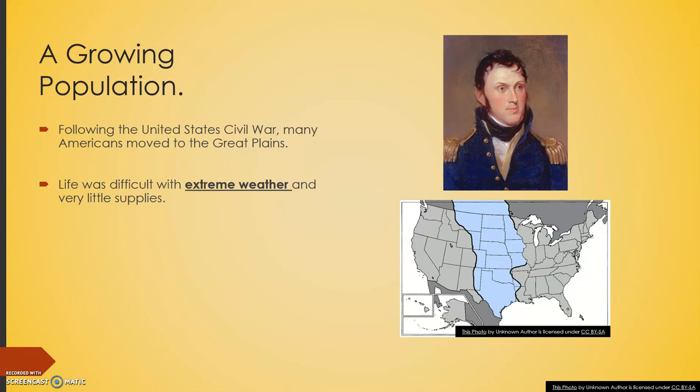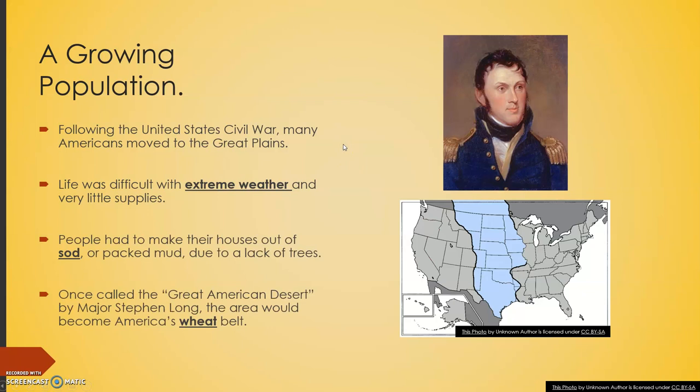Now, life was difficult on the Great Plains with extreme weather. This is also where a lot of tornadoes happen. A lot of times it's called Tornado Alley, I believe. A lot of twisters and tornadoes happen out there. There were also very few supplies at the time for settlers, so they were moving to the middle part of the country, very barren, just a lot of farmland and things like that. So not a lot of things that they could use to work with.